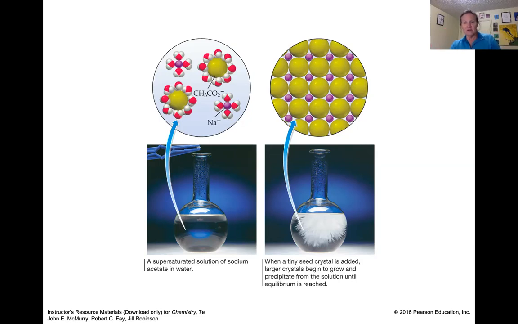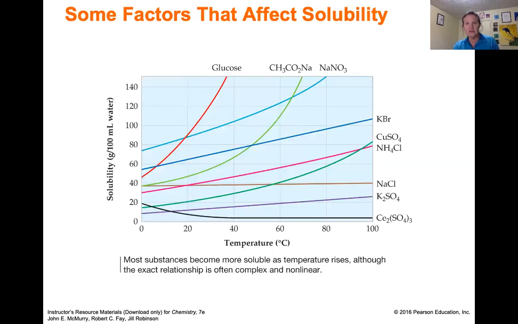So on the right-hand side, if you add just one crystal, almost the entire concentration of the sodium acetate will fall out, and you'll have this beautiful white crystal within a little bit of solution. So that's just an example of how you might make a supersaturated solution. This shows you that in general, when temperature increases, the solubility of a solid in a liquid increases.